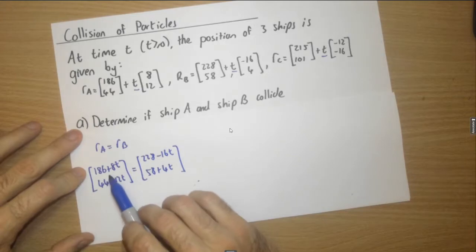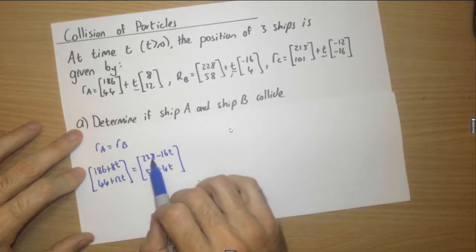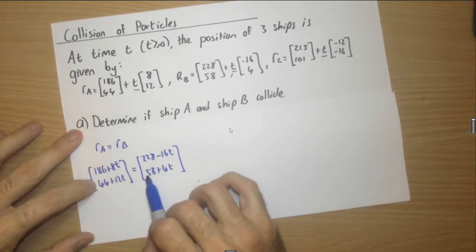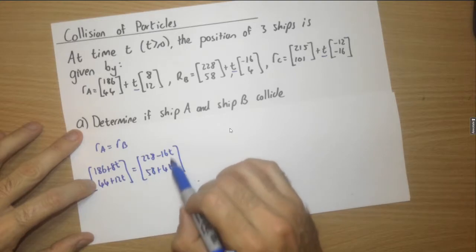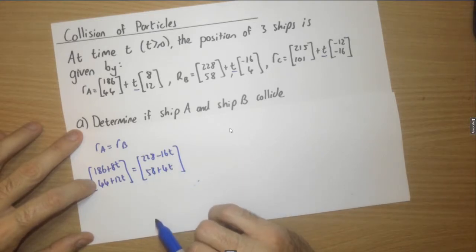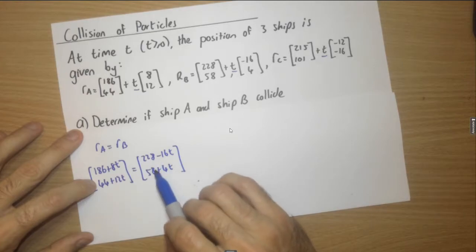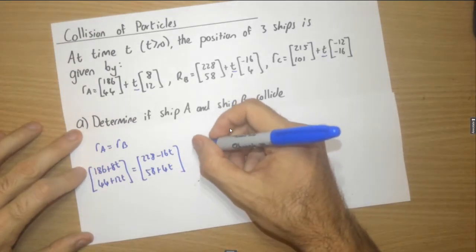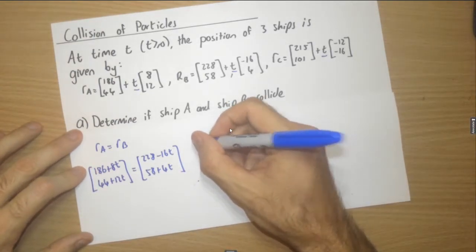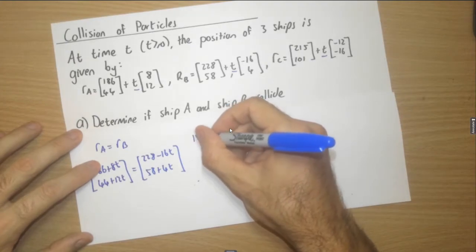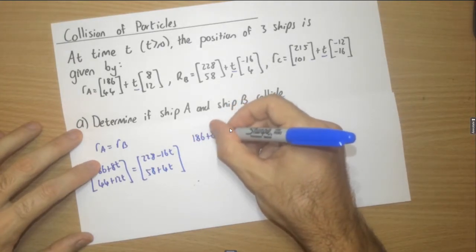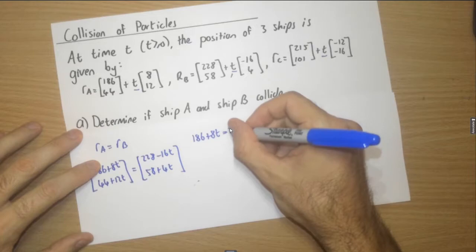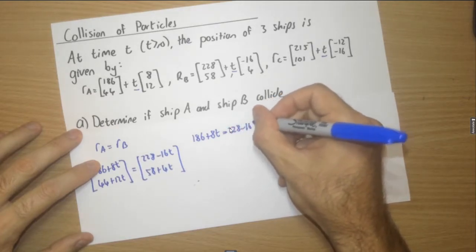Alright, and again, what we need to do is make sure that the x values are the same at the same time, and the y values are the same at the same time, but the time must be the same between x and y. That's the important bit. The x and the y bits need to be the same, and they must cross at the same time as well. So what we're going to do is compare the x ones first. So we want 186 plus 8t to be the same as 228 take away 16t.